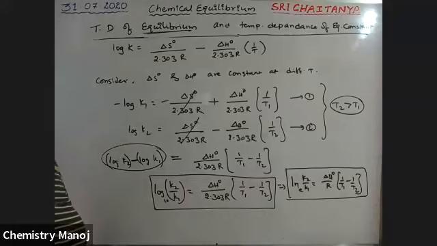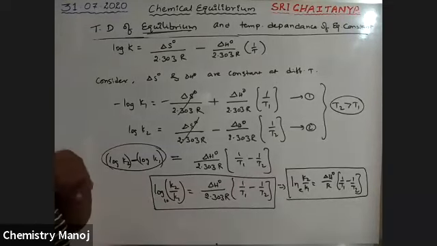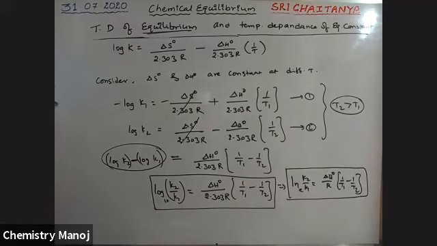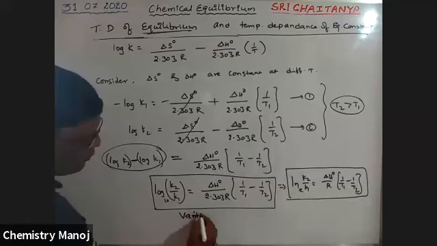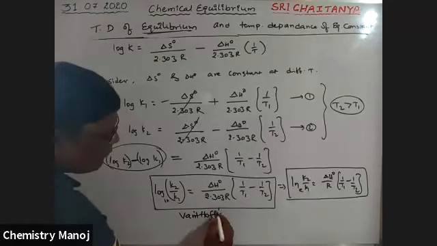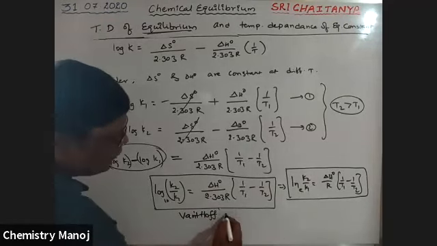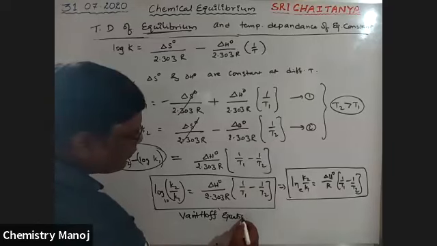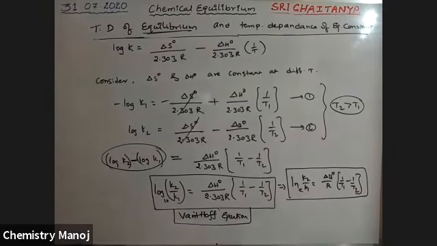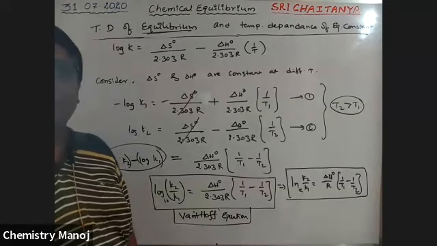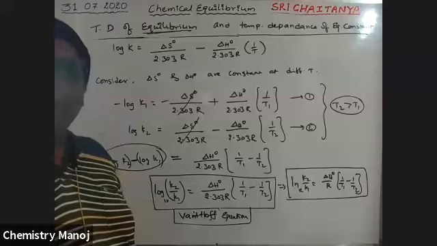equilibrium constants at different temperatures. Very, very important. This equation is called the Van't Hoff equation. It gives the dependence of the equilibrium constant at different temperatures.